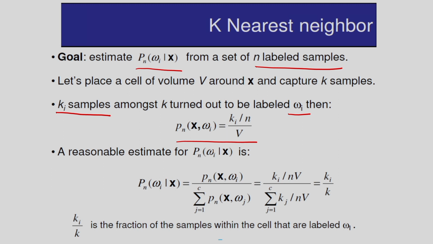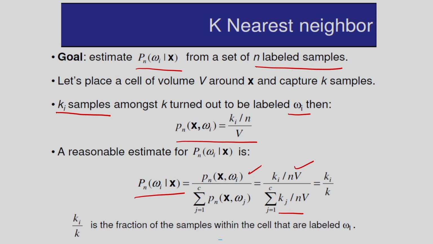The density is Pn(x, wi) = (ki/n)/v, that you can determine. And from this I can determine the posterior density Pn(wi|x). If you see this equation, what I am determining already, Pn(x, wi), is nothing but ki divided by n into v, and the summation I am taking is the evidence, and I will be getting the ratio ki divided by k.